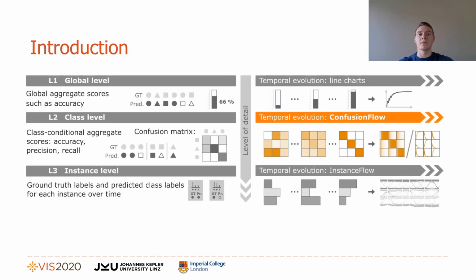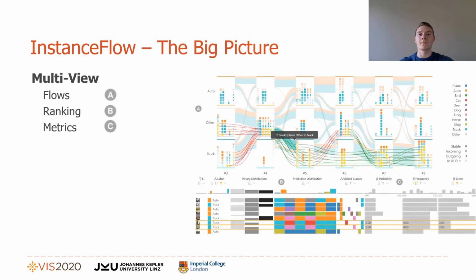As a next step, and with the need of accessing specific instances directly, we built and now present InstanceFlow. The interactive visualization tool allows machine learning experts to inspect individual instances and their predicted class labels throughout training epochs. InstanceFlow consists of two main views, the flows view on the top and the instance ranking view on the bottom. The flows view visualizes the classification of the individual instances throughout the epochs using different aggregation levels. The ranking view on the bottom shows each individual instance and allows for a detailed inspection, including three metrics we defined for this paper.